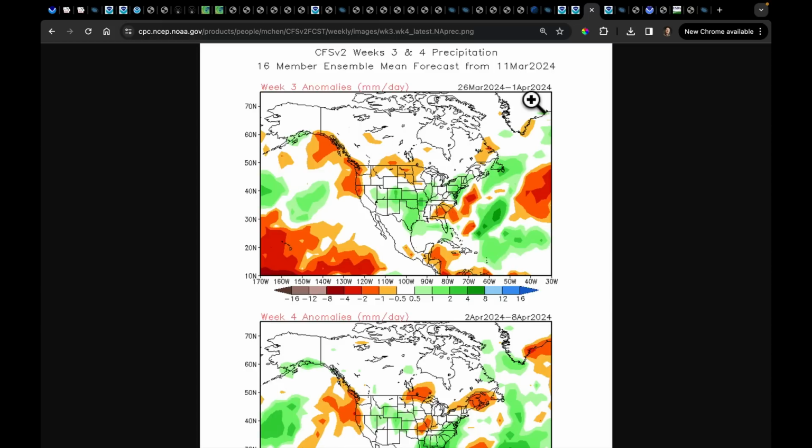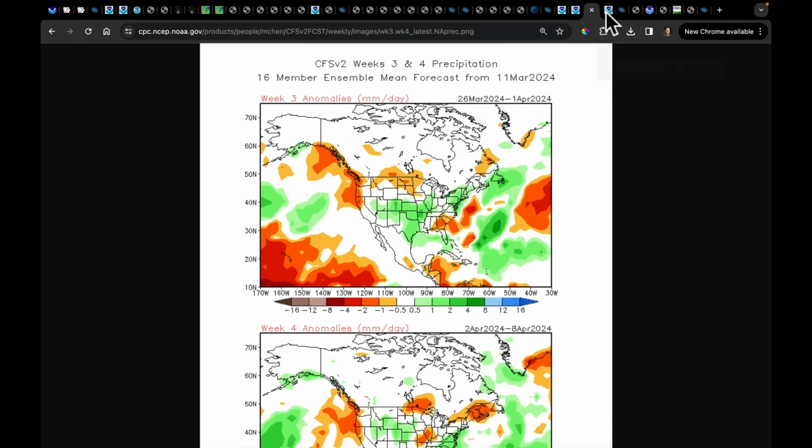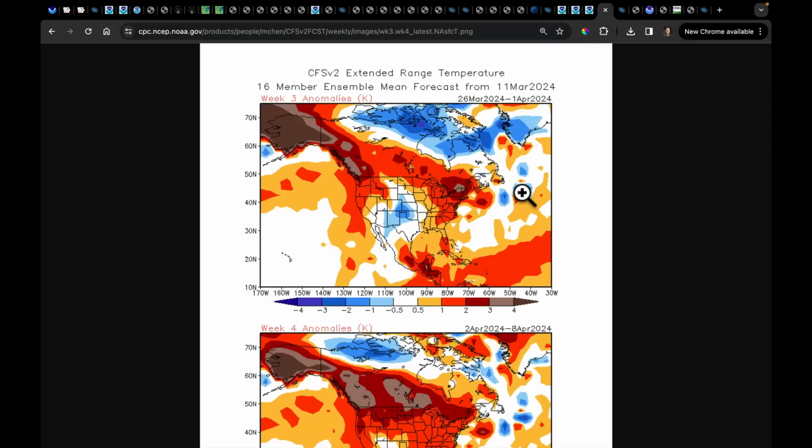That's the 26th through April 1st. That's that end of March potential. I just think it's there. I think it's there in the pattern to get going. And take a look at what the CFSv2 does.